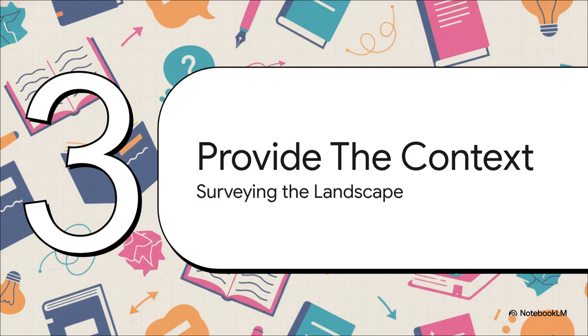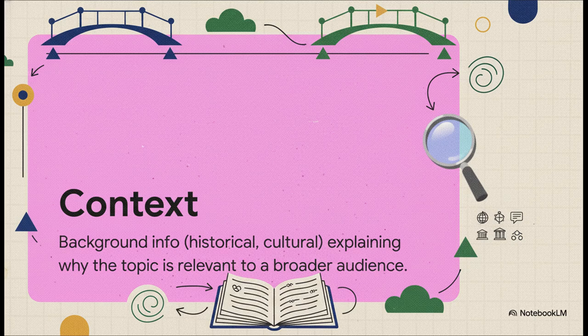This step is huge. This is where you answer that big, nagging question your reader always has. So what? Why should I care about this? You can think of context as a bridge. It's what connects the specific story in your source text to a much larger, more universal human experience. It shows your reader why this topic is relevant and important beyond just the pages of a book.